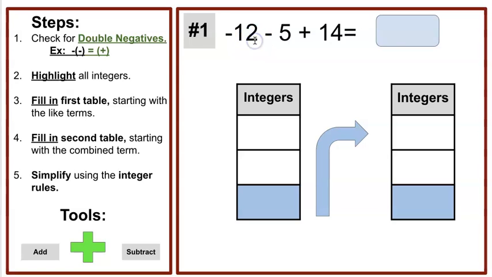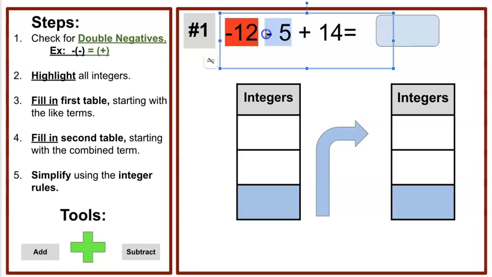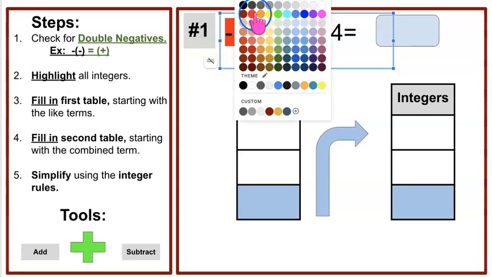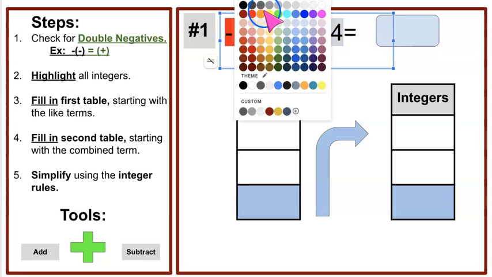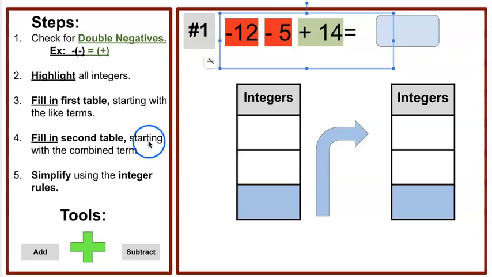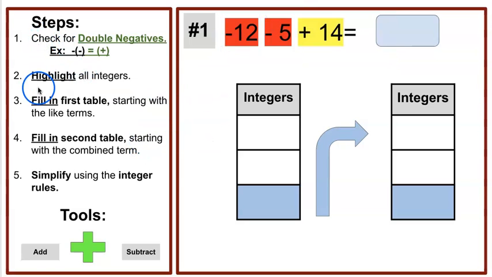So here we have three terms. So always highlight the sign left to the number. Okay, that's negative 12, that's in red. Negative 5, that's in red. And positive 14, you have to grab that sign to the left of it, and that's positive. So that's going to be in yellow. Okay, so now we have done step one and two.